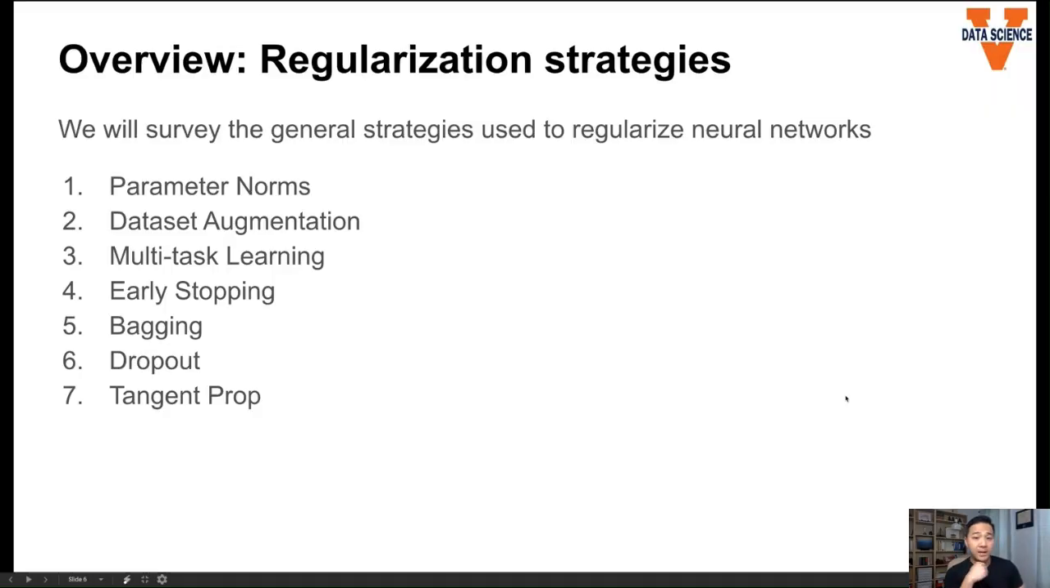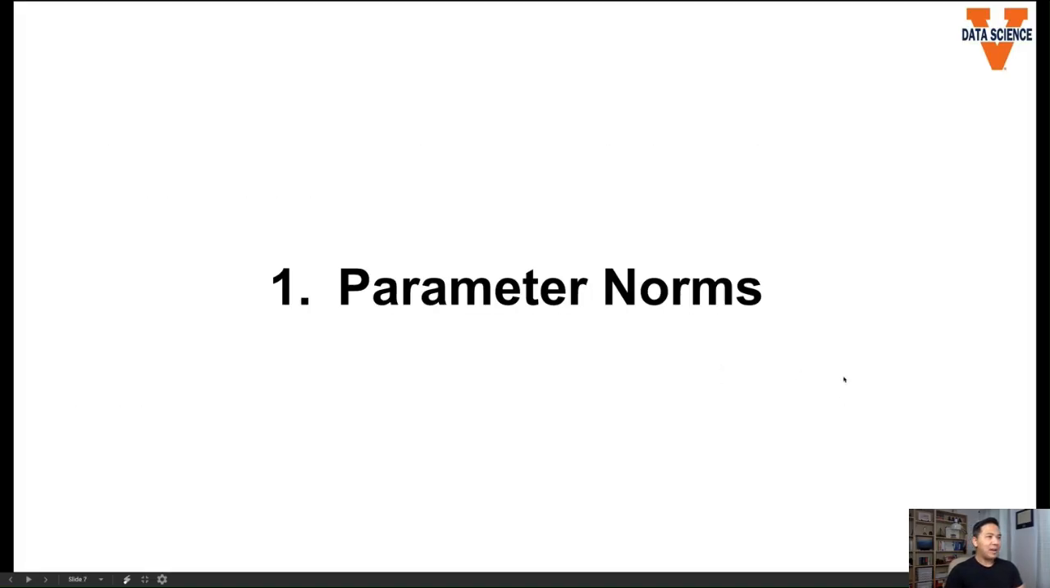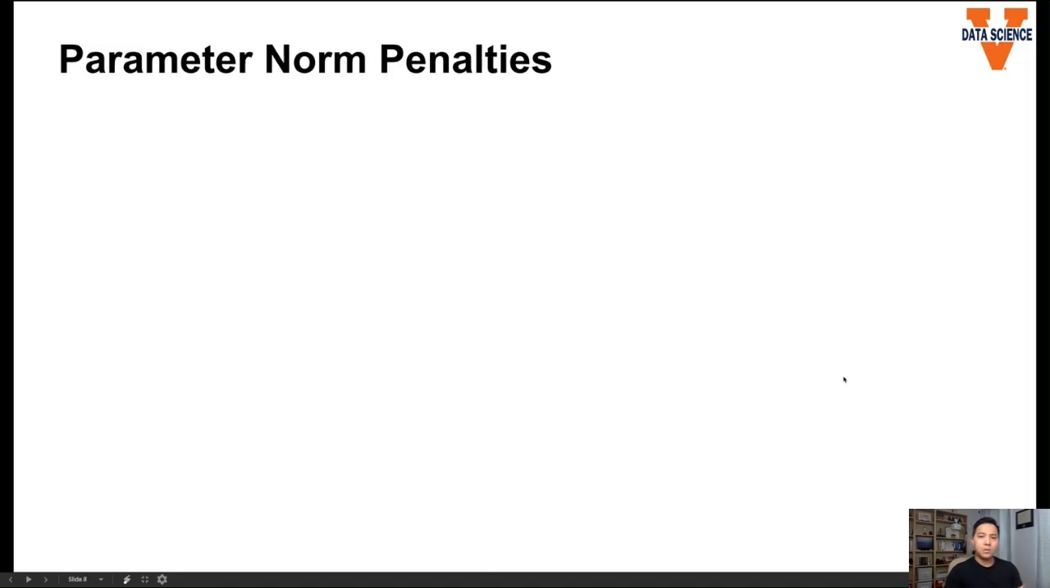We will survey several strategies to regularize neural networks. Here are the 7 prominent ways to regularize neural networks, and we're going to go over each of them in this series of videos for these modules. So let's start with parameter norms. You may have learned about parameter norms before in another machine learning class.